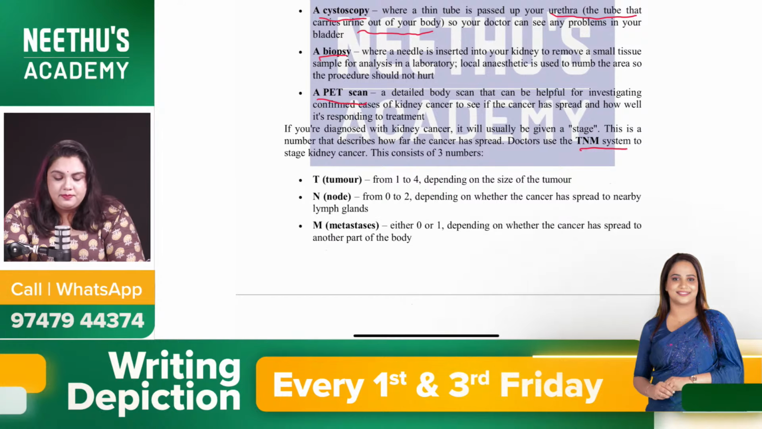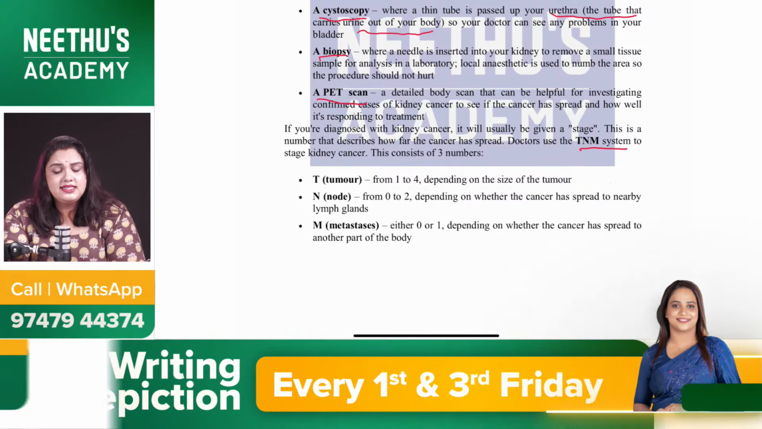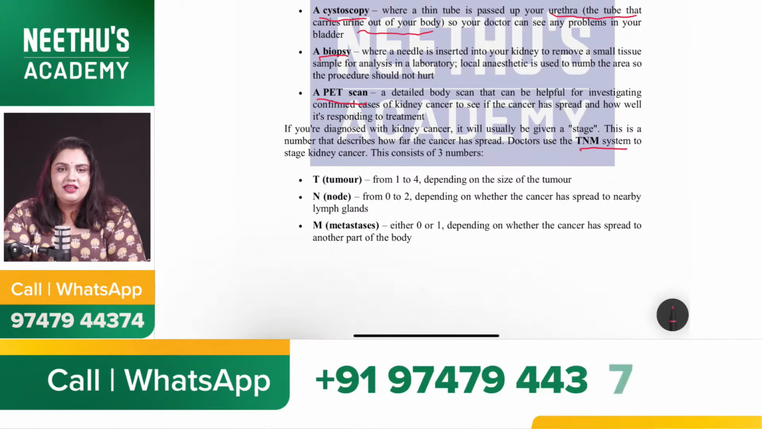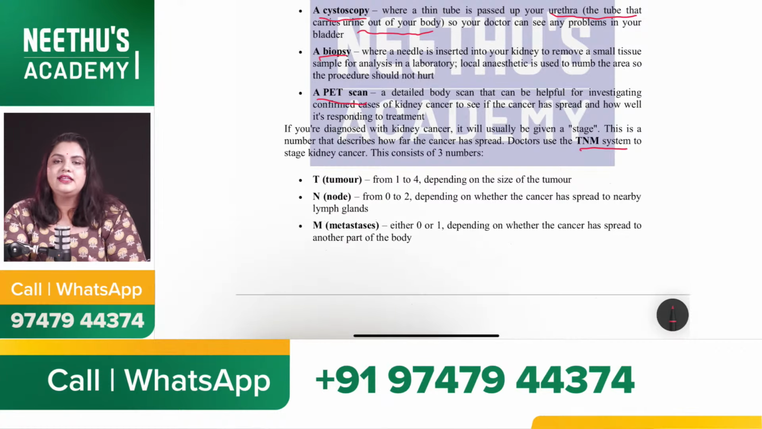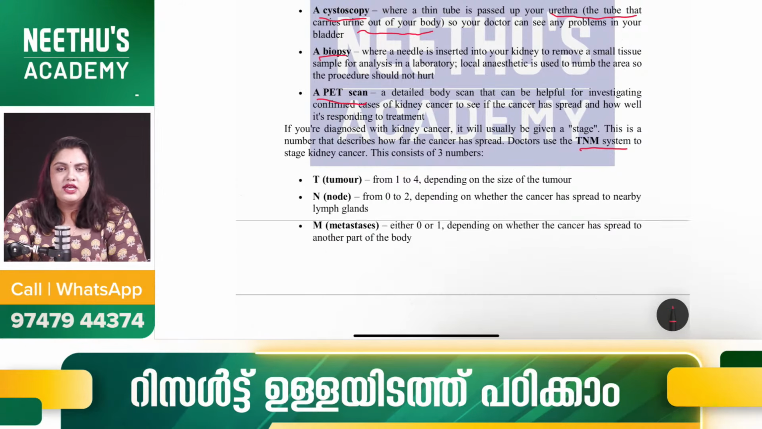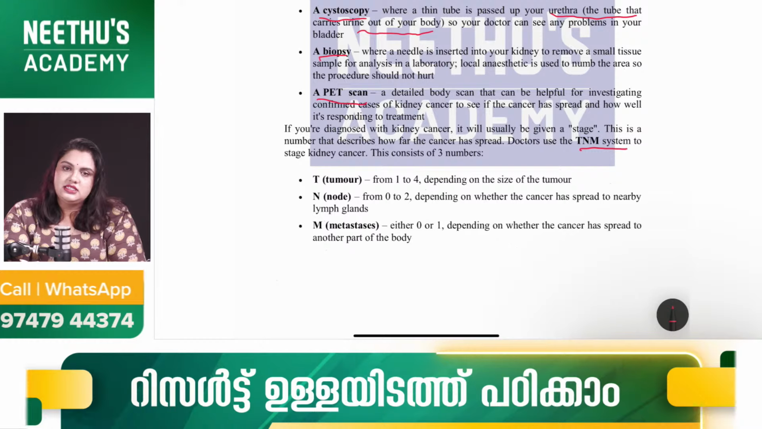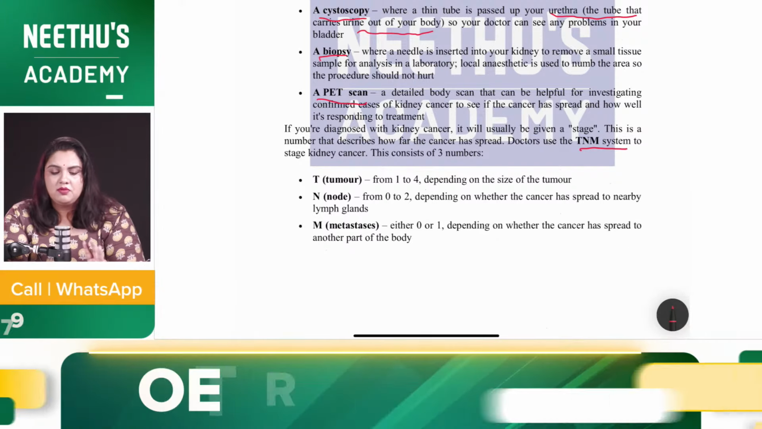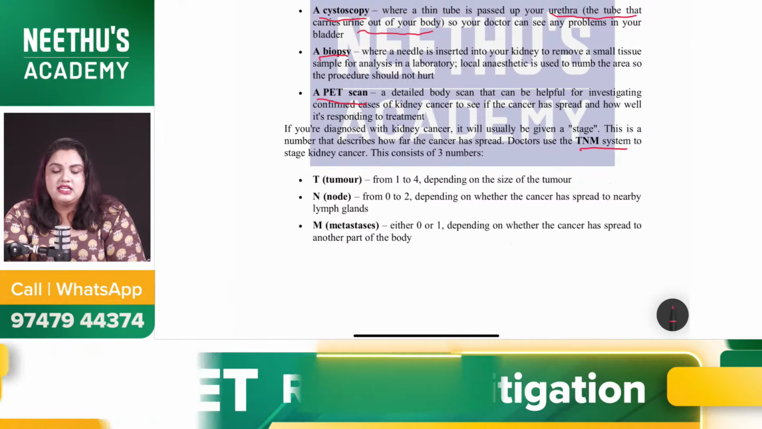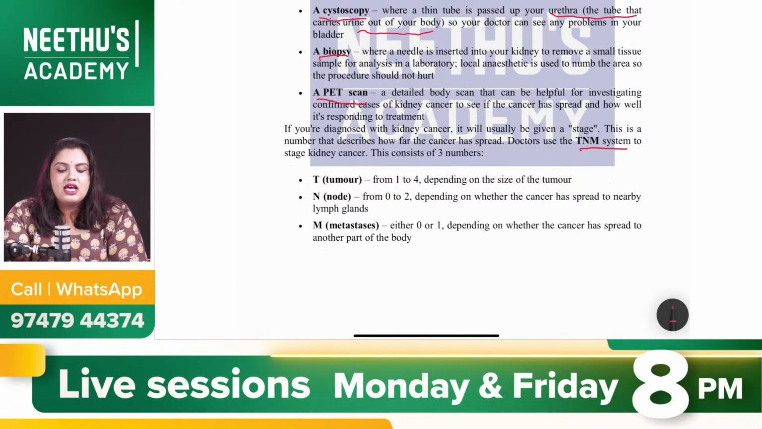Then there is M, either 0 or 1 depending on whether the cancer has spread to another part of the body. Okay, M is the number given to know whether it has gone beyond the kidney or infested any other body part. That is either 0 or 1. So if it has gone beyond, there will be one number. If not, there will be another number. Okay, we stage kidney cancer using these 3 numbers. Alright, so that is text B.